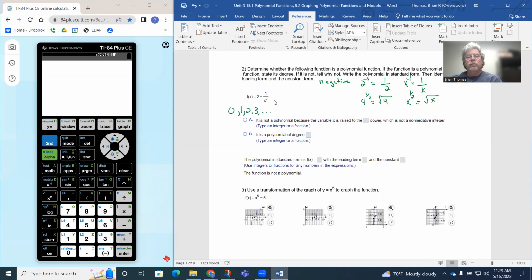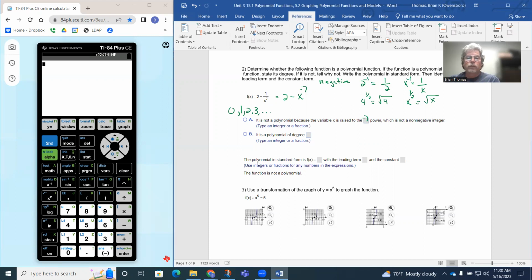So notice this x to the 7th, that actually means the same thing as 2 minus x to the negative 7. So notice that actually is a negative exponent. For it to be a polynomial function, the exponent cannot be negative. So it's not a polynomial function because the x is actually raised to the negative 7th power, which is not a non-negative number. It's actually a negative number.